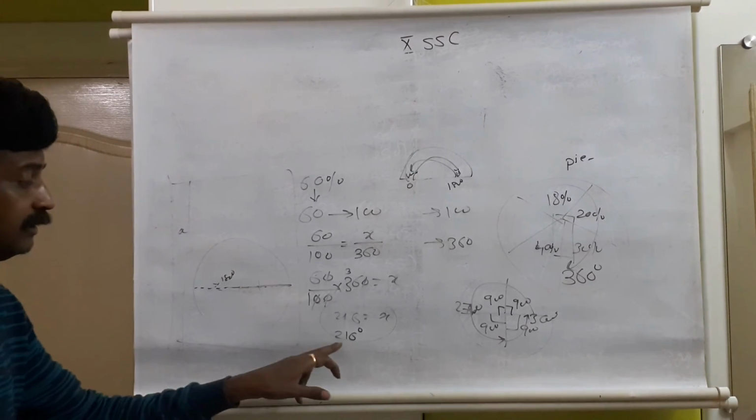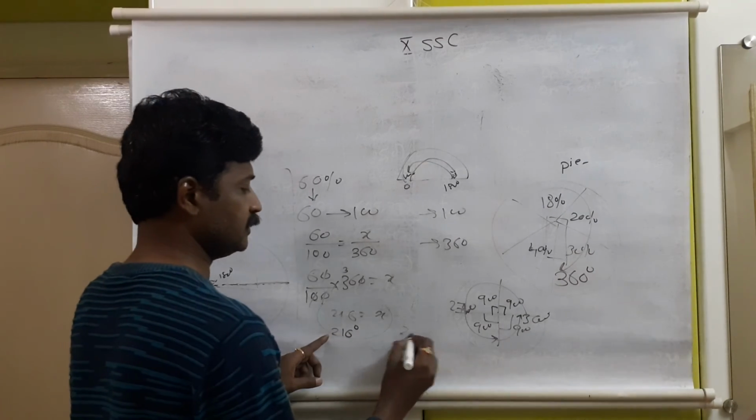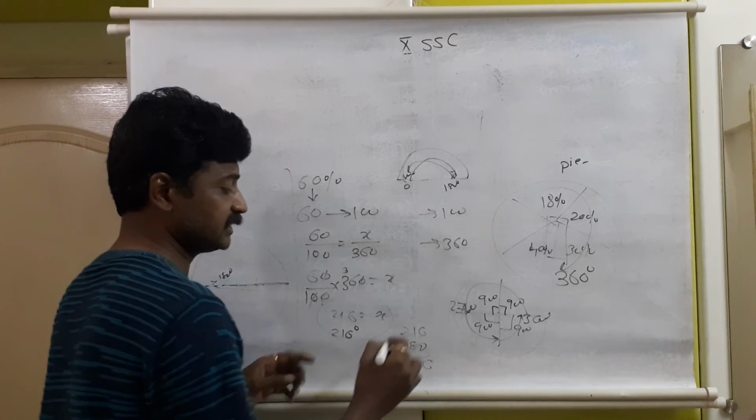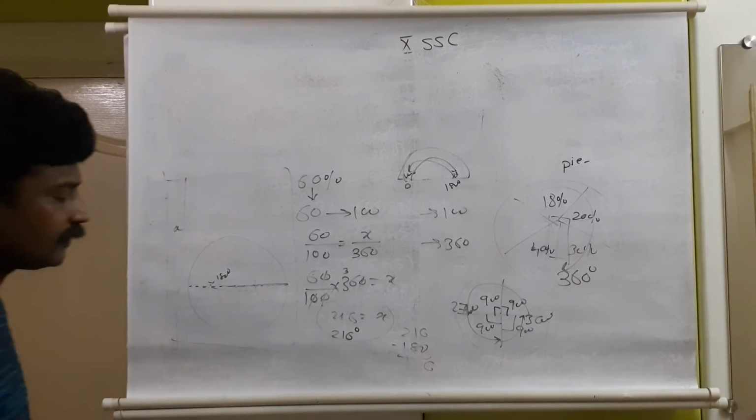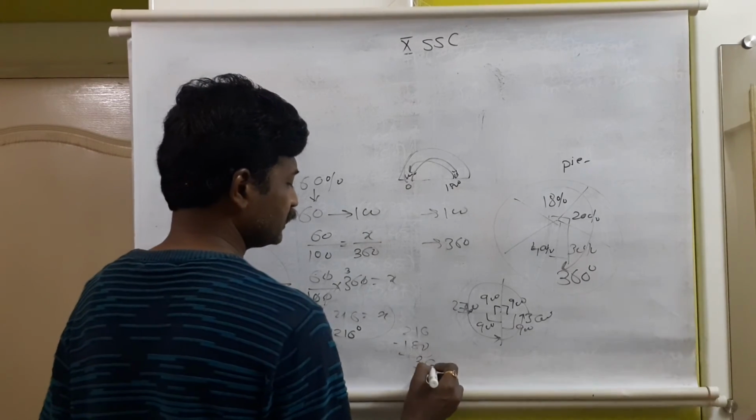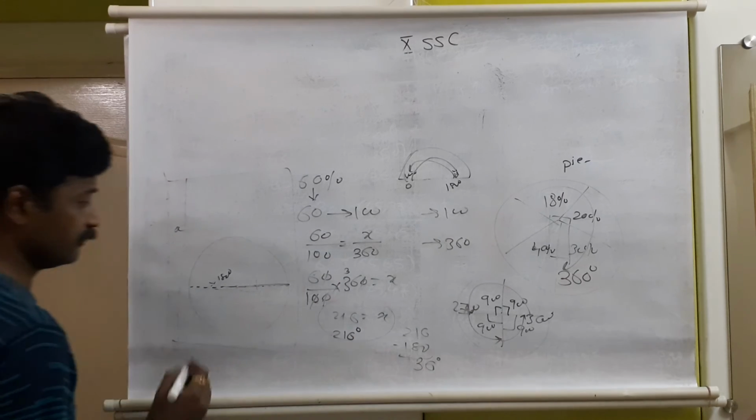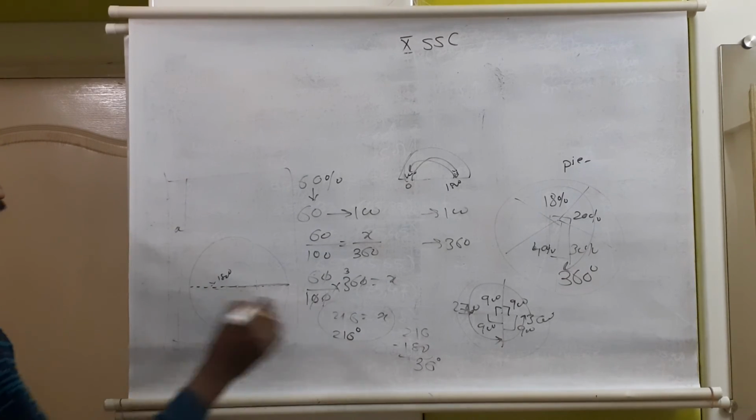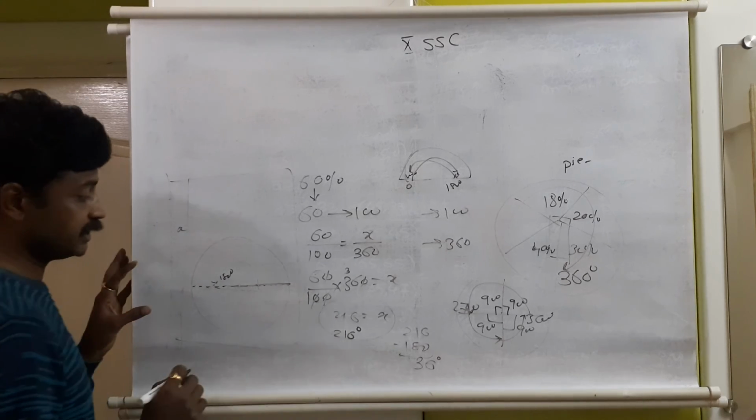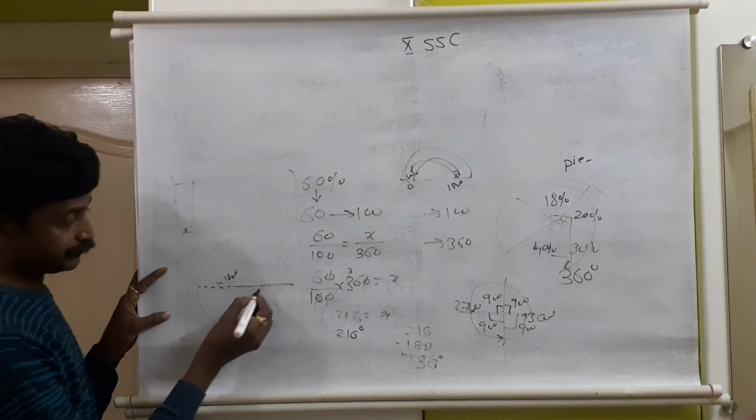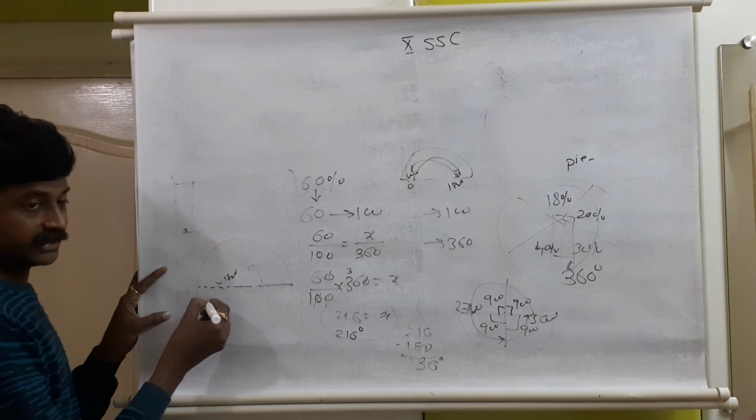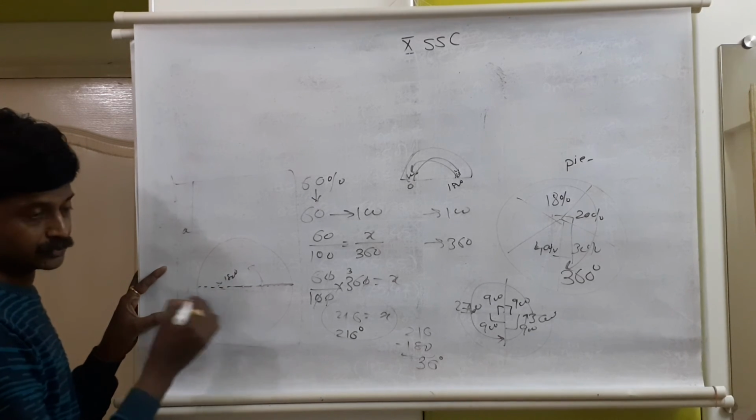How many are remaining? 216 minus 180. How much remains? 6 as it is, 11 minus 8 is 3. So 36 degree more we need to continue, then 216 degree will get complete. So 36 degree more from here, because our starting point is this. So this portion, 180, is covered. Now 36 degree more has to be there.